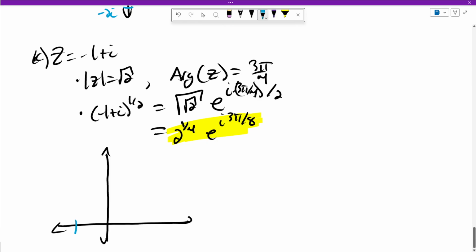So here's negative 1 plus i. Here's our z. And we have to go 3 pi over 8. So if we were to chop up the first quadrant into 4 pieces, we need to go 3 of those pieces. And we need to go out about 2 to the 1/4. So it's not quite out to, it's sort of a little bit past the circle of radius 1. So it's about here, I would say.